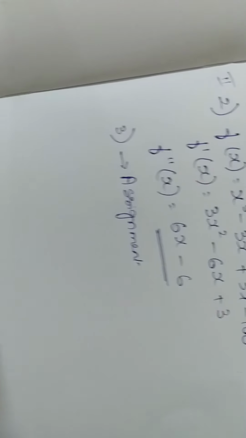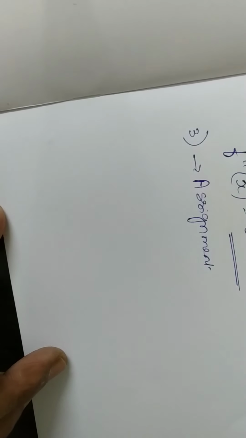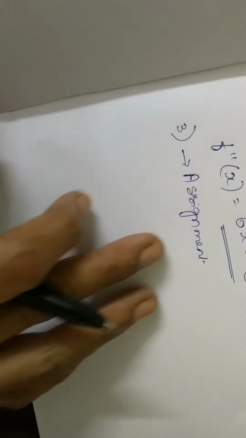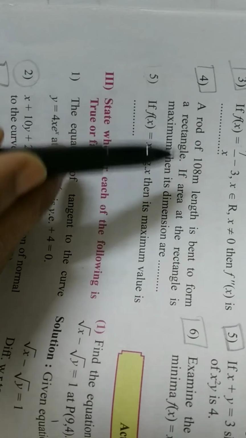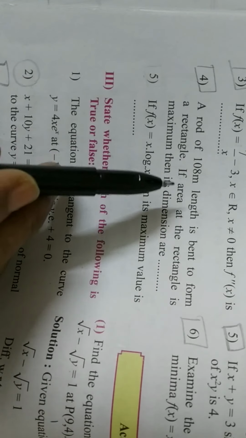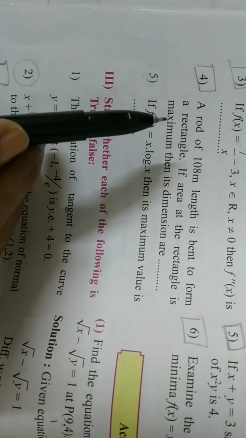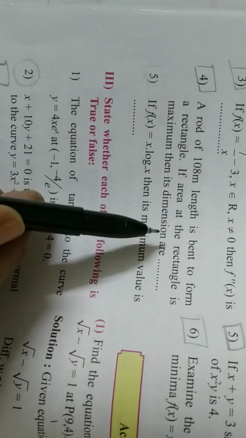Now we come to the fourth question. In the fourth question, let me take a fresh page here. What has been asked is that the question is like this. A rod of 108 meter length is bent to form a rectangle. If the area of the rectangle is maximum, then its dimensions are.